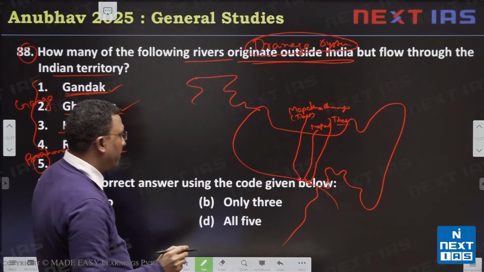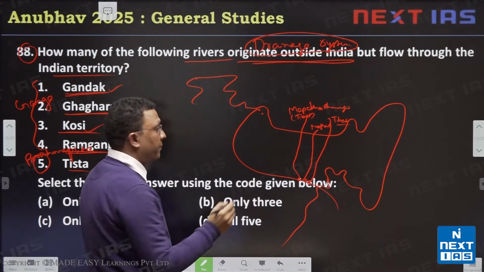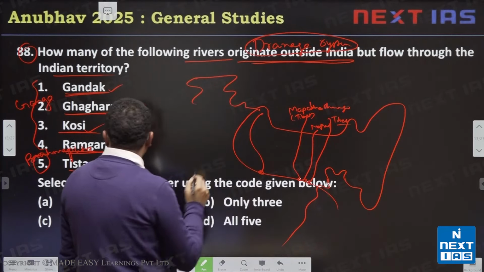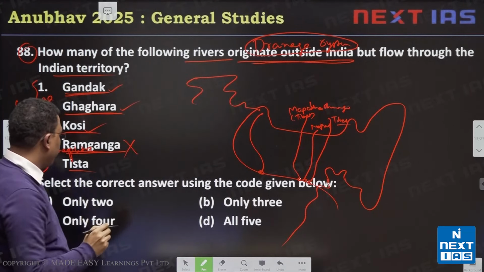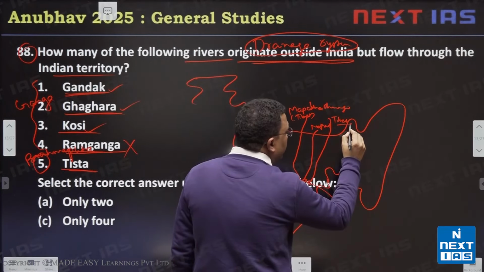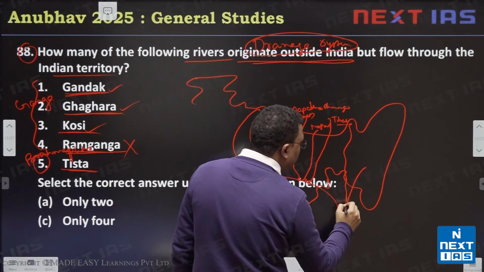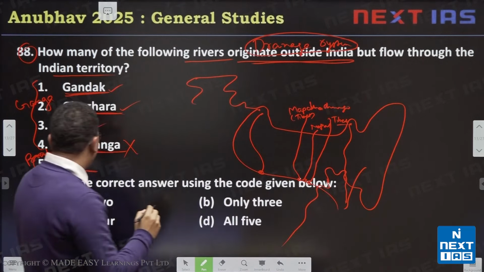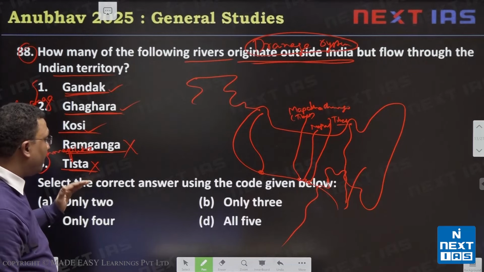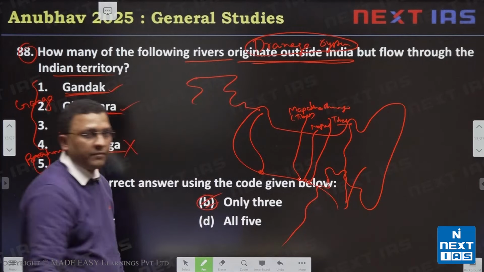Ramganga is also a tributary of Ganga. It originates in Garhwal hills in Uttarakhand, somewhere near the origin of Ganga. It flows like this and meets Ganga in UP, right? So Ramganga does not originate outside India. Next river is Tista. Tista originates in Sikkim Himalaya, somewhere near here. It flows through India and then Bangladesh, and then it meets Brahmaputra river, right? So Tista is not originating outside India. That means only three rivers, Gandak, Ghaghra and Kosi, are originating outside India. So the correct answer here will be only 3, B, right?